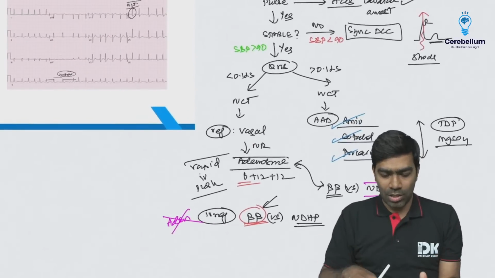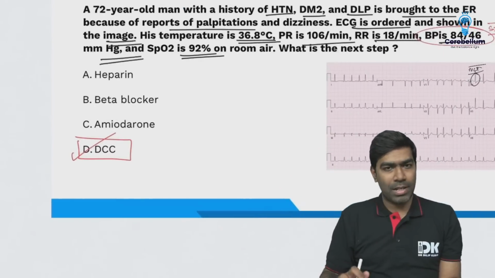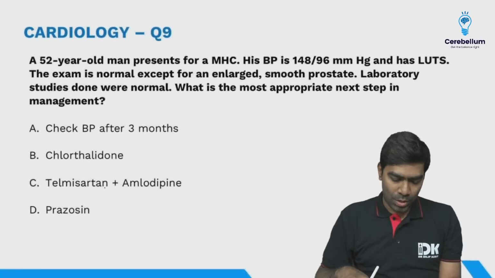So this is the algorithm for managing a tachyarrhythmia in exam. Very important. The right answer for this question is option D, that is DC cardioversion. What about this question? Question 9.